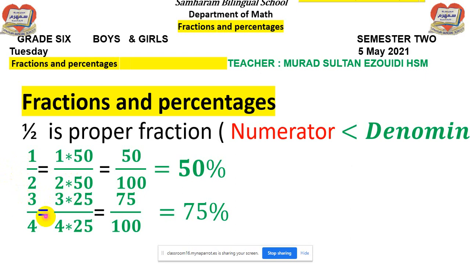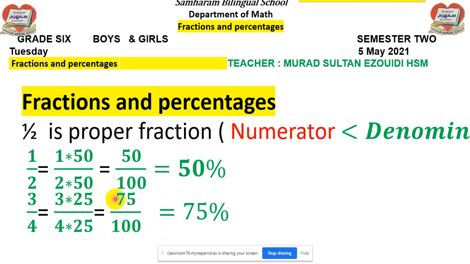3 over 4. I will try to change this to what? To percentage. I will try to find an equivalent fraction to 3 over 4, and then I will change to percentage. So this is 4. I will multiply 4 by 25 to get 100. Then as here I multiply by 25, the numerator should also be multiplied by 25. 25 multiplied by 3 is 75. 25 multiplied by 4 is 100.